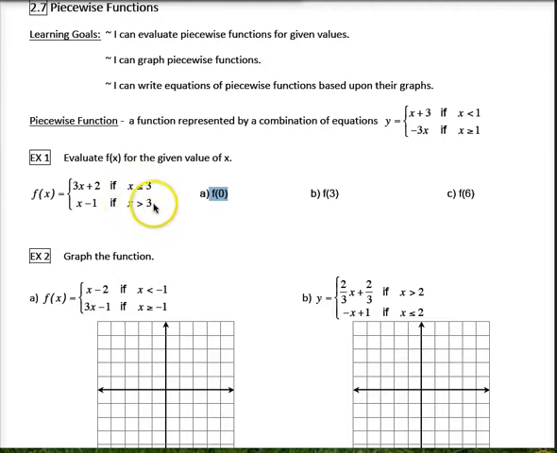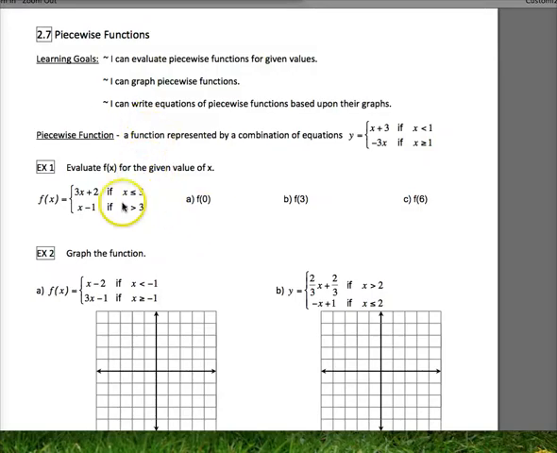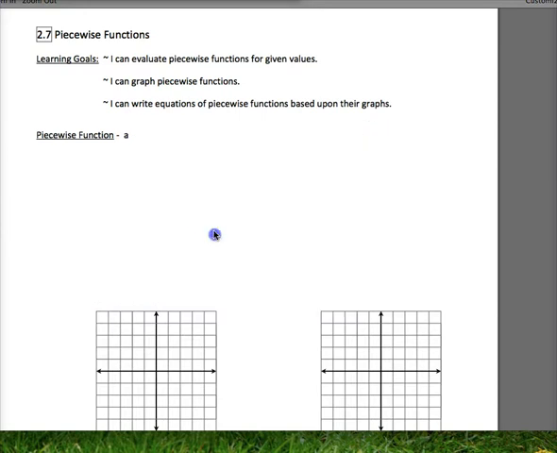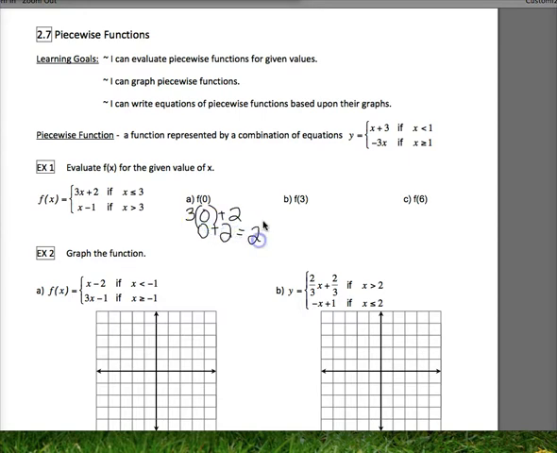Is 0 greater than 3? No, it's not. So that means it fits up here. 0 is less than or equal to 3. So I am going to use this top part of the equation to plug my 0 in. So I have here then 3 times 0 plus 2. 3 times 0 is 0. 0 plus 2 is 2. So that would be our final answer there.